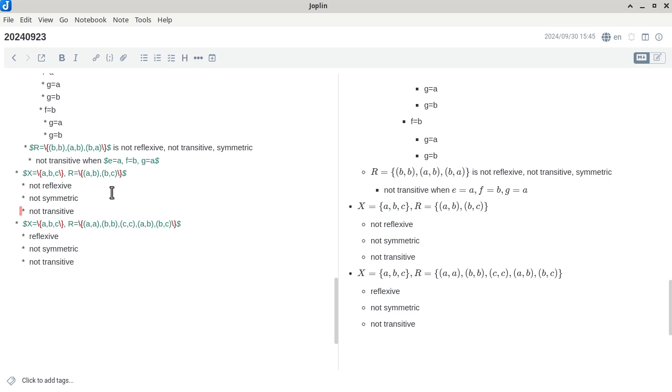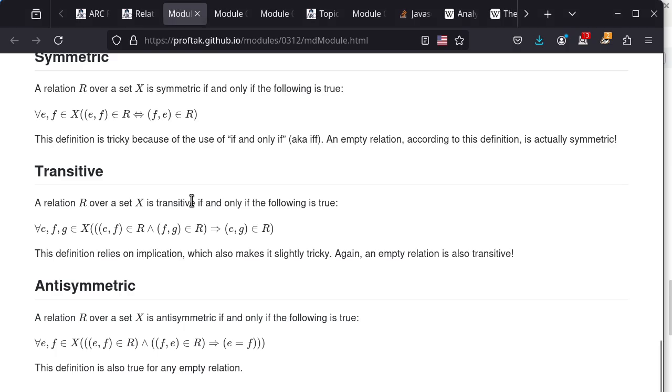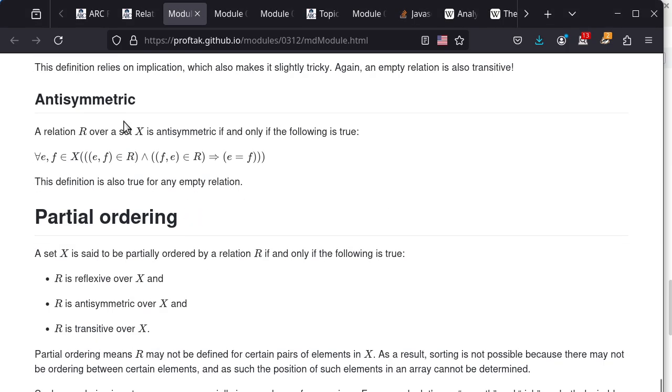Because the next one can also be confusing, but if you look at it from a mechanical perspective, it is not too bad. So this one is called anti-symmetric. First thing first, anti-symmetric is not the same thing as not symmetric. Those two are different concepts. So now we have to mechanically look at how anti-symmetric is defined. A relation R over a set X is anti-symmetric if and only if the following is true.